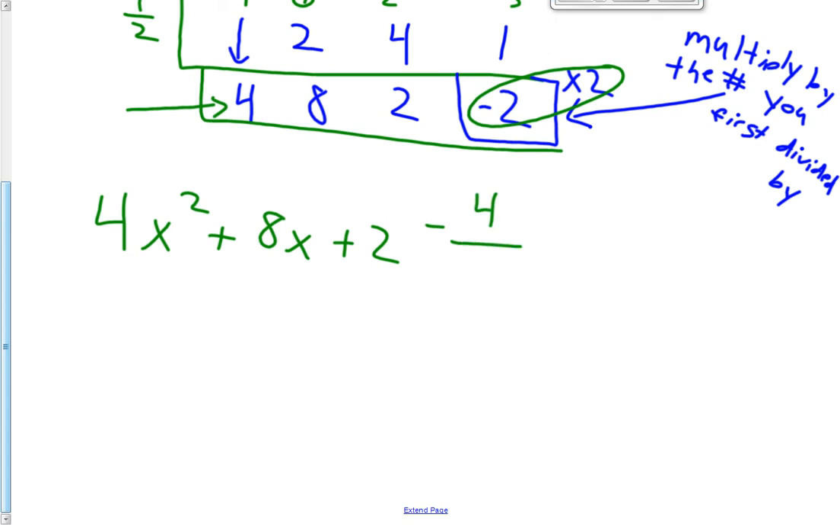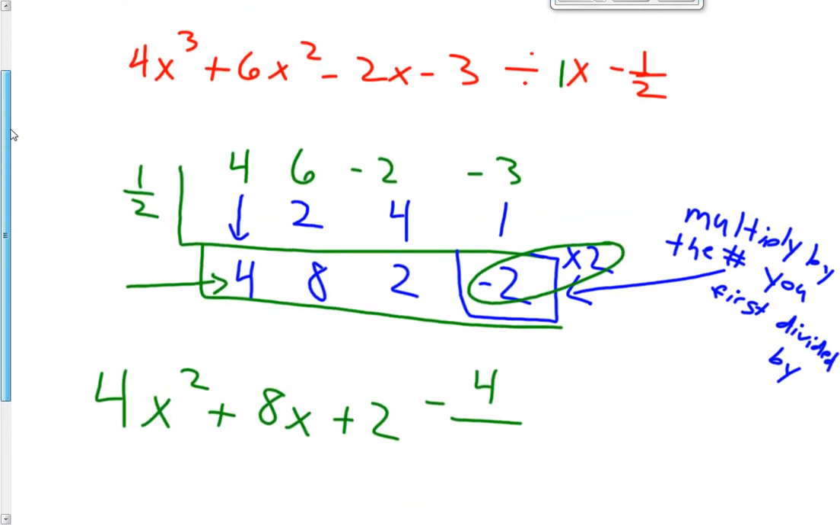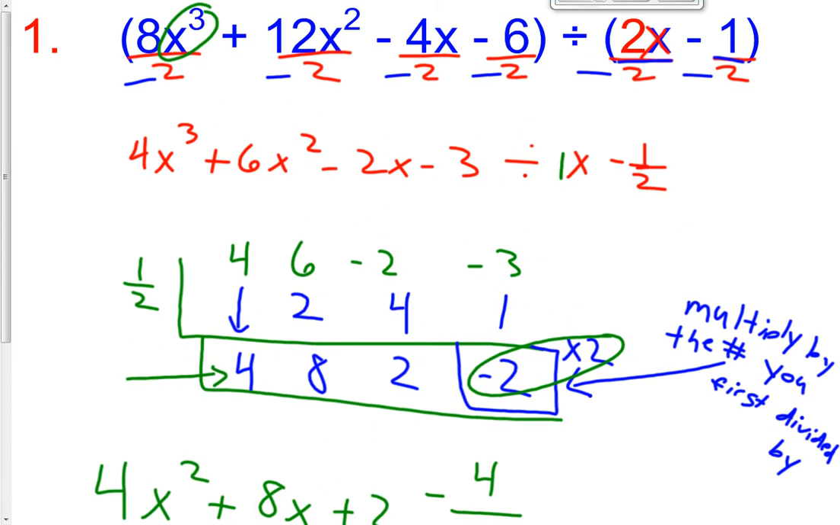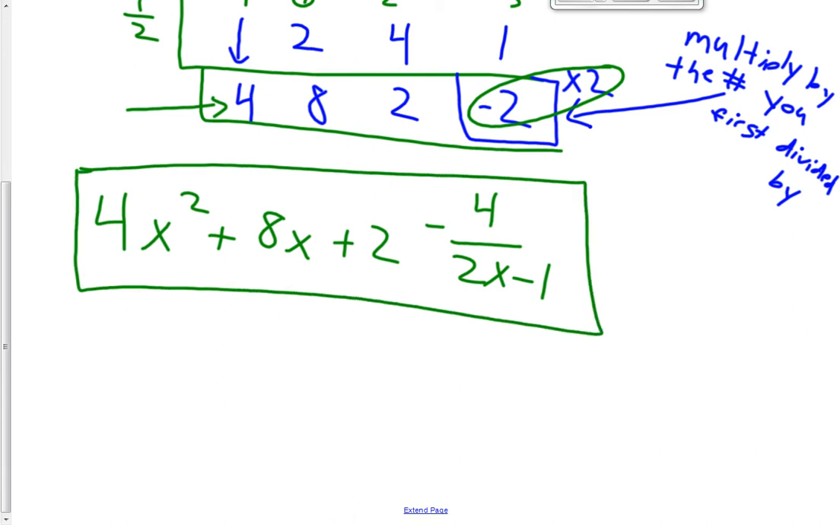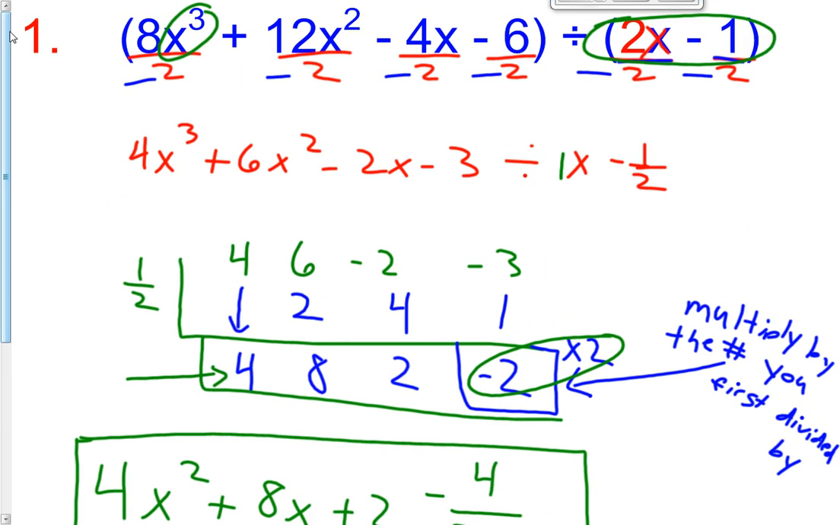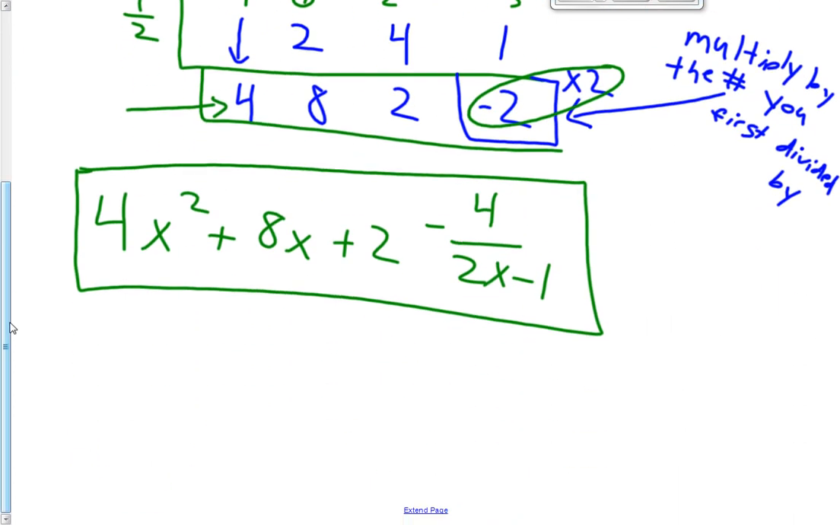So we subtract 4 and we put it over our first divisor, which is 2x minus 1. Our original divisor is 2x minus 1, so we're going to put our remainder over that. So our quotient here is 4x squared plus 8x plus 2 minus 4 over 2x minus 1. And that is how this lesson is done. Very similar to yesterday with two differences. The first difference is you need to divide everything by the coefficient in front of x. The other new thing is once you get your remainder, you have to multiply it by the number you first started off dividing by.